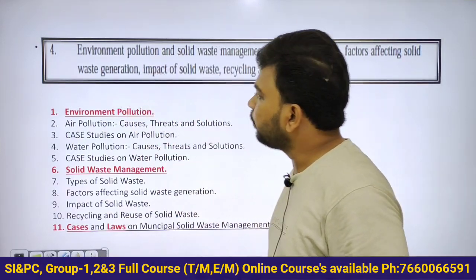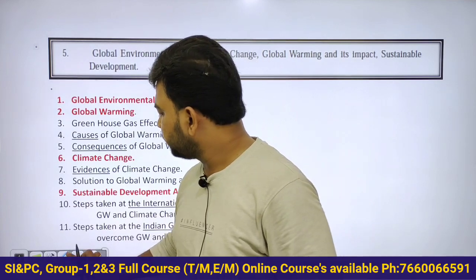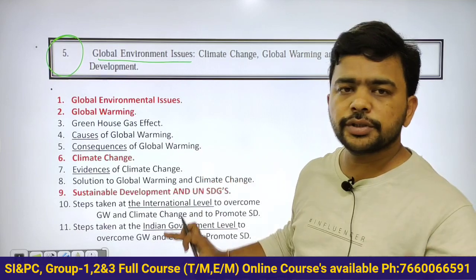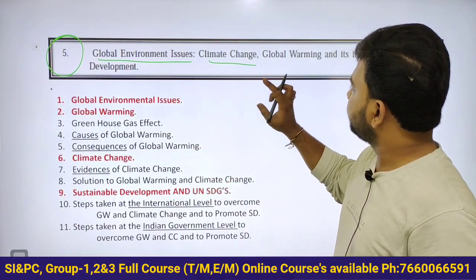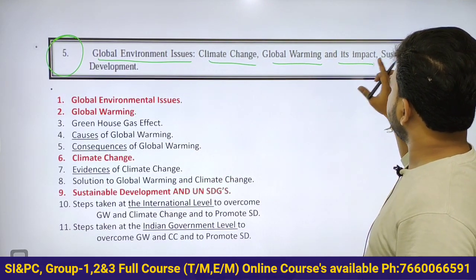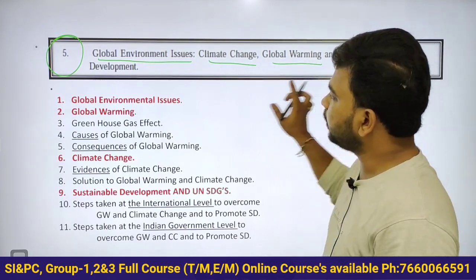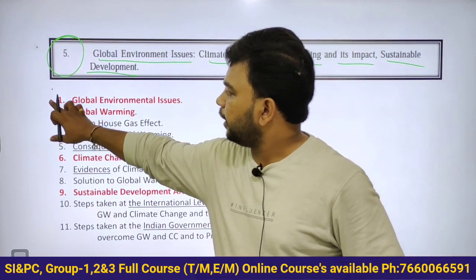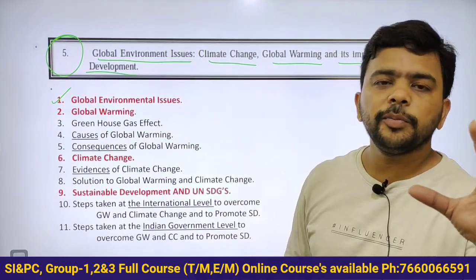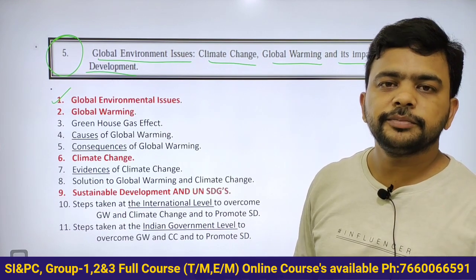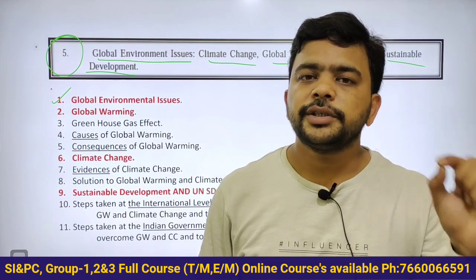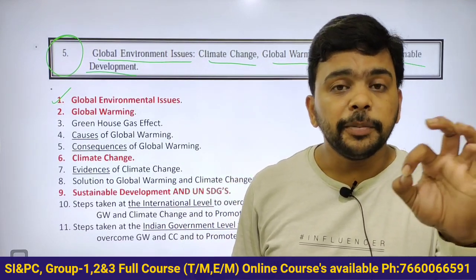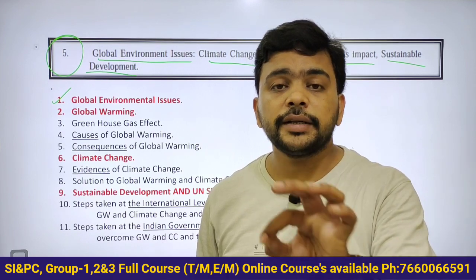Then after this we go for the fifth unit. The fifth unit, that is the global environmental issues, climate change, global warming and its impact, sustainable development. See here. First is global environmental issues. What are global environmental issues we have right now? Global level air pollution, global level water pollution, ozone layer depletion, forest fires at the global level.